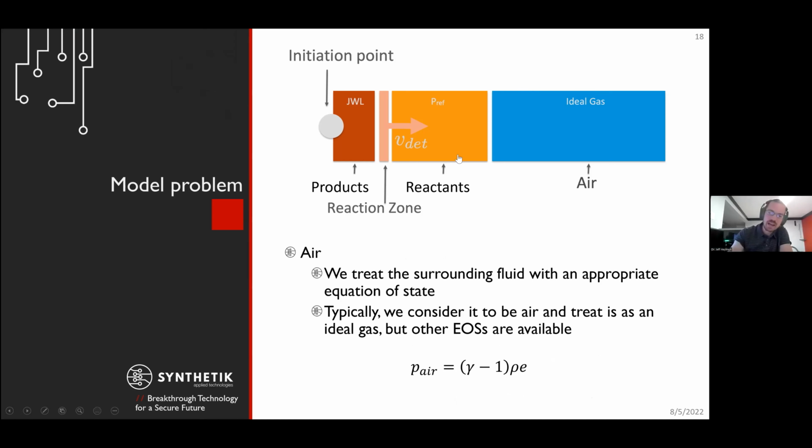And then finally for the air, we just have a standard ideal gas. You can use any equation of state for this, for the model problem. For the air burst, we're just going to be assuming ideal gas.